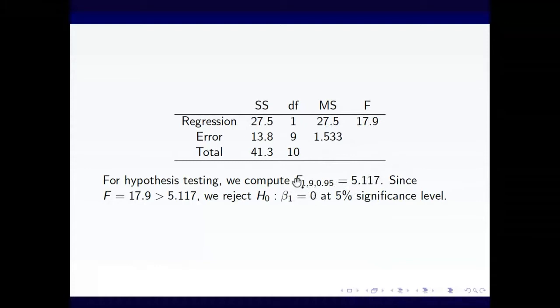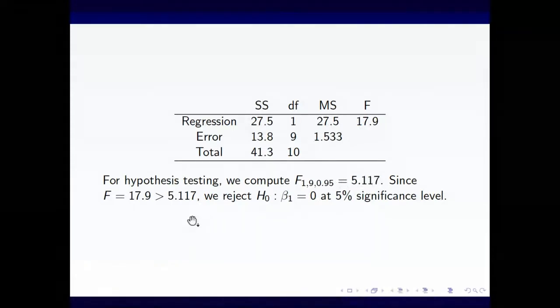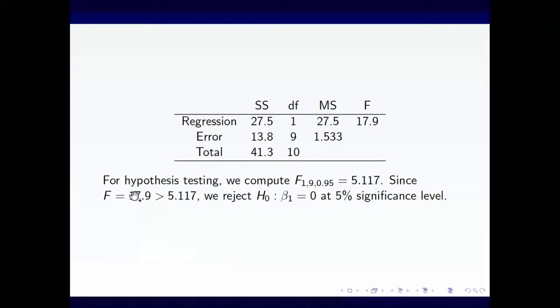by using a computer. The F critical value with 1 and 9 degrees of freedom at 0.95 is 5.117. Since 17.9 is greater than 5.117, we reject the H0 that beta 1 equals 0 at the 5% significance level.